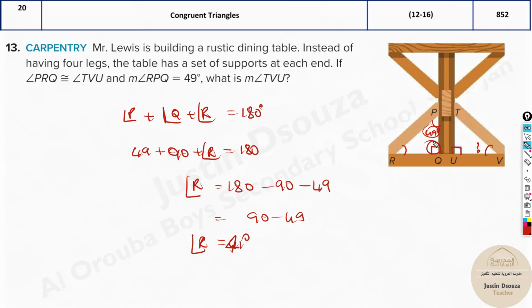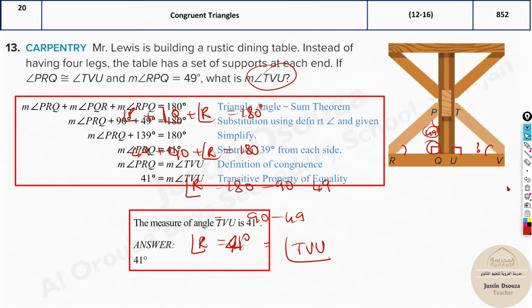That is PRQ, but we do not need that. We need TVU, but they have clearly mentioned they both are equal. So this is equal to TVU as well. Angle V is also 41 degrees. So that must be the answer. That's the answer.